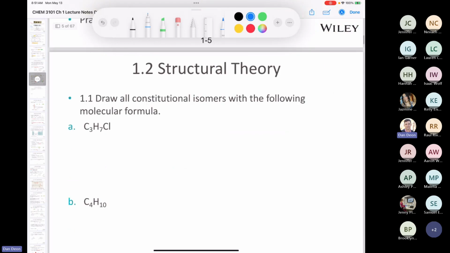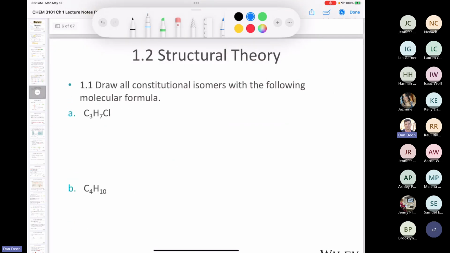Okay, so with that in mind, it says draw all of the constitutional isomers with the following molecular formula. So we have C3H7Cl, and then we have C4H10. Well, let's start with the first one. Okay, so the first one, we have 3 carbons, 7 hydrogens, and 1 chlorine. Now, what did I just tell you about hydrogen and chlorine? How many bonds do they form 100% of the time?